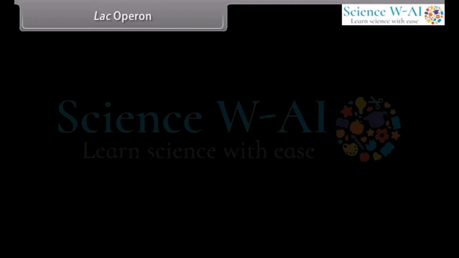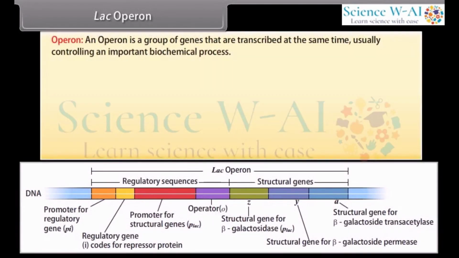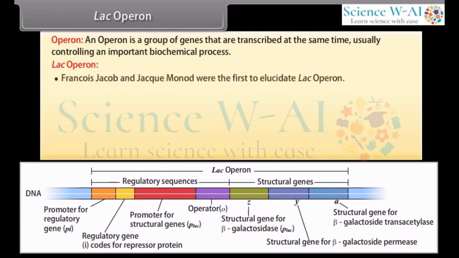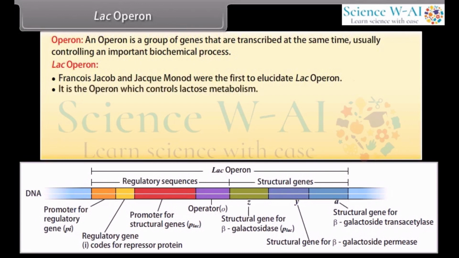Lac operon. An operon is a group of genes that are transcribed at the same time, usually controlling an important biochemical process. Francois Jacob and Jacques Monod were the first to elucidate lac operon. It is the operon which controls lactose metabolism. It involves 3 genes involved in the processing of lactose.